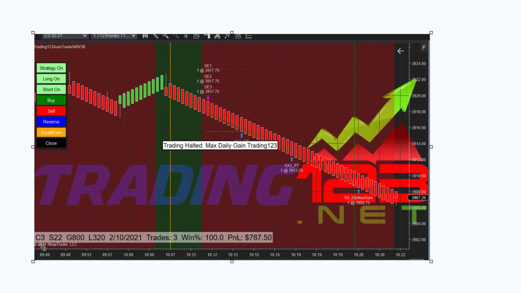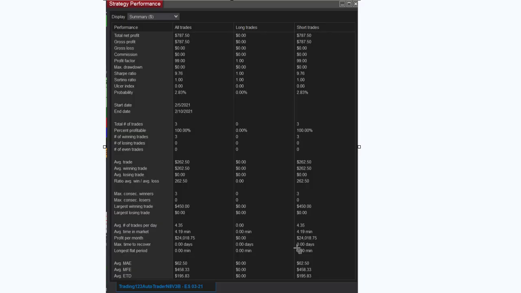And there's the settings like I showed you that we had. 3 contracts, stop at 22, goal 800, loss of 320. So nice sell-off in the ES on this day with the Trading123 Autotrader trade robot. And now let's look at the strategy performance for the ES trade. So here's the strategy performance.